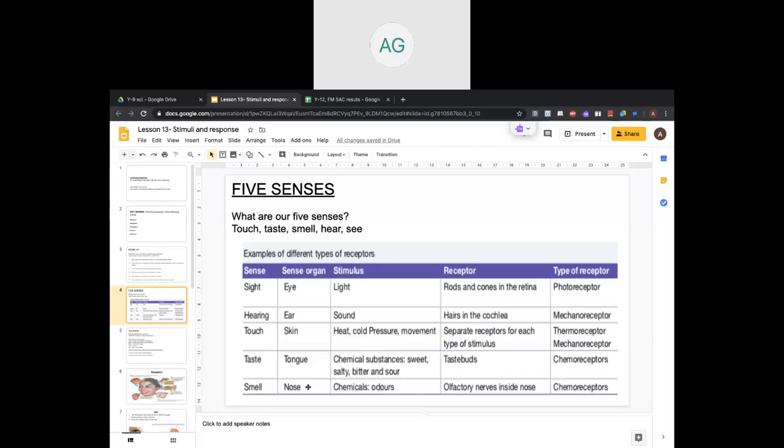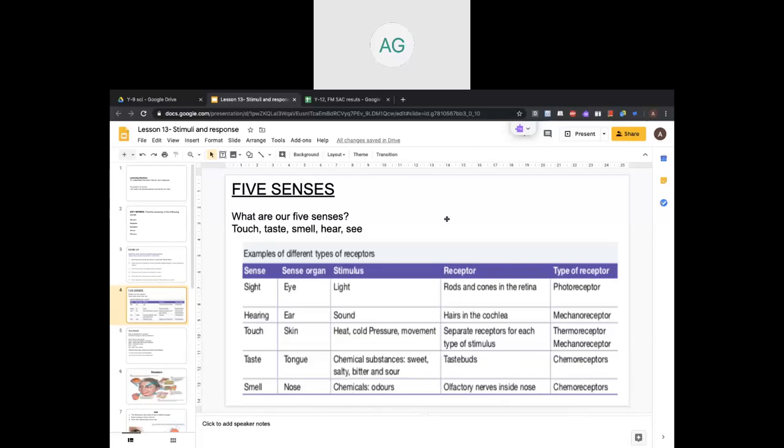Then the smell. You are able to smell with the help of the nose. The stimulus is the different kinds of smells, the chemicals, the odors. The receptors are the olfactory nerves inside the nose. Those are the nerves responsible for you being able to smell things. And again, because they are chemical, the type of receptor is the chemoreceptor.